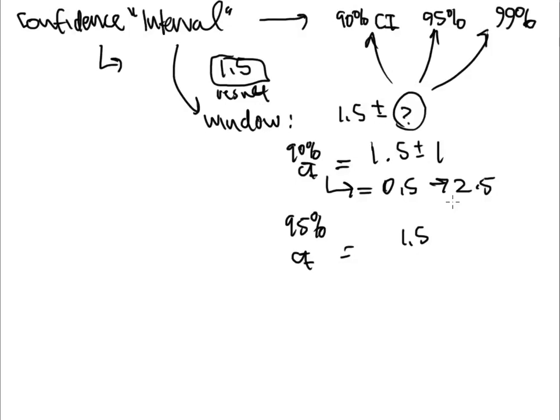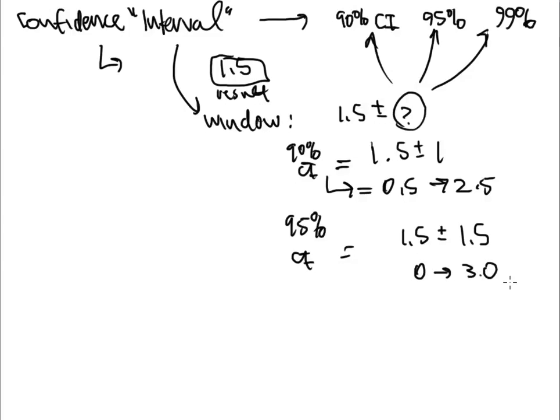So if I plug these numbers into the calculation for confidence interval, what I see is that my confidence interval maybe could creep up a little bit. And instead of a plus or minus 1, I'll get a plus or minus 1.5. Larger number, larger window. So 1.5 minus 1.5 is a 0, and 1.5 plus 1.5 is a 3.